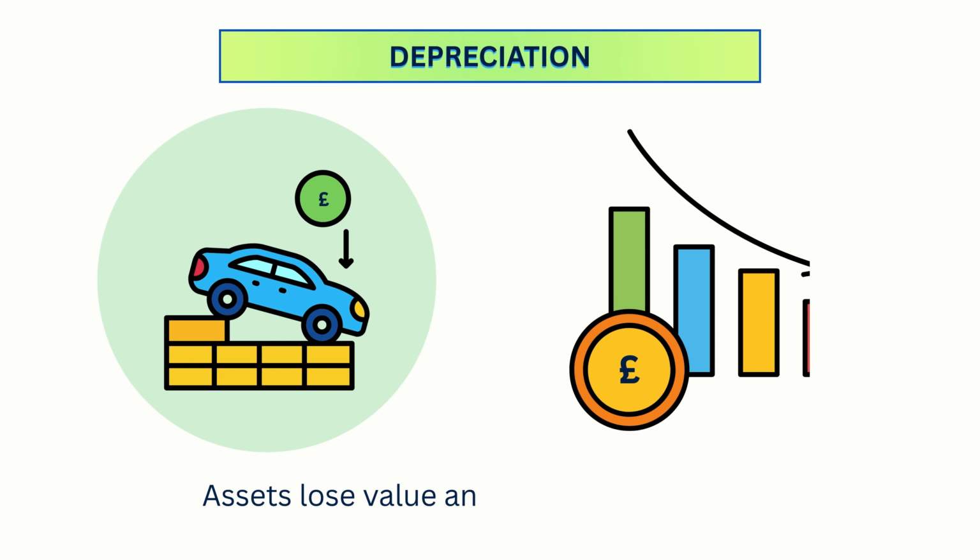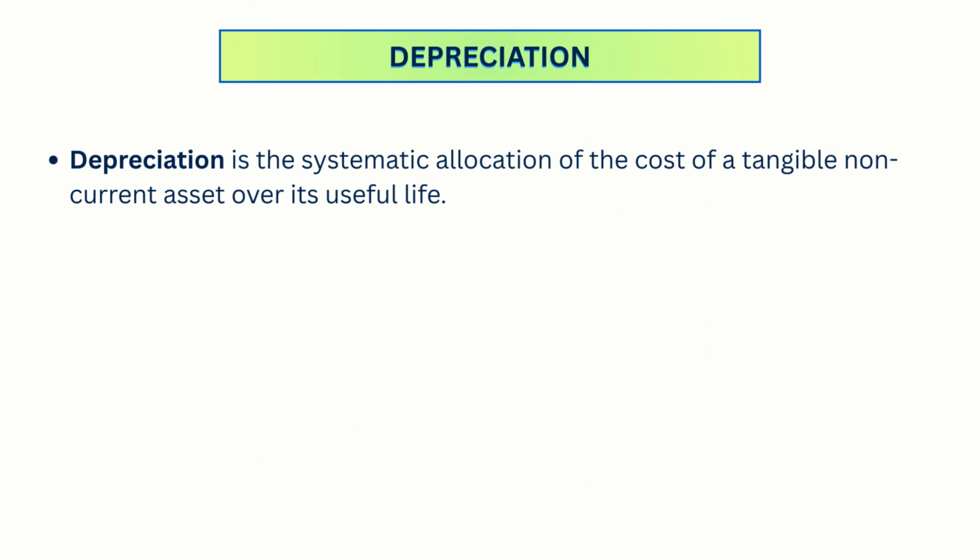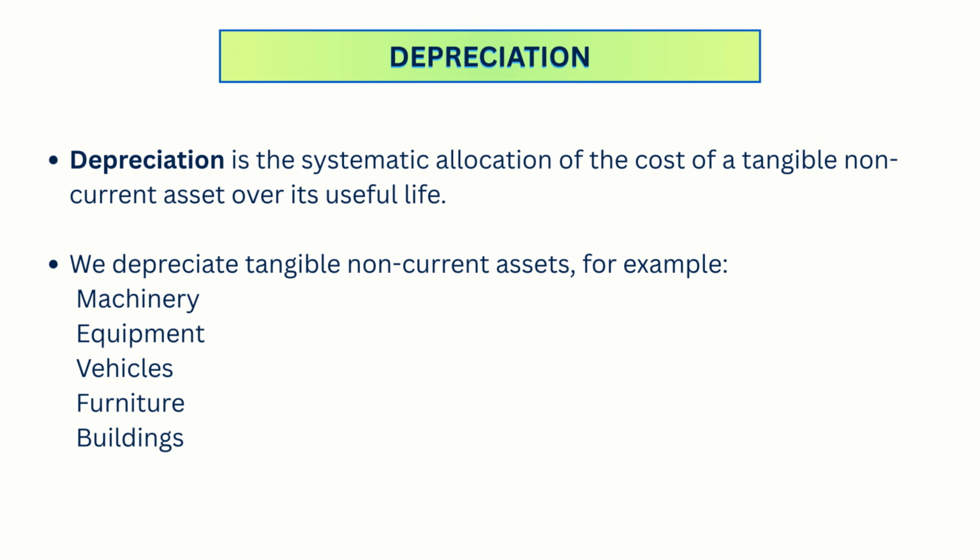Businesses buy assets that help them operate for more than 1 year. Over time, tangible fixed assets wear out, become less efficient, or become outdated. Assets lose value and usefulness over time, so the business is effectively using up part of the asset each year. Depreciation is the systematic allocation of the cost of a tangible non-current asset over its useful life. Examples of tangible fixed assets include machinery, equipment, vehicles, furniture, and also buildings.